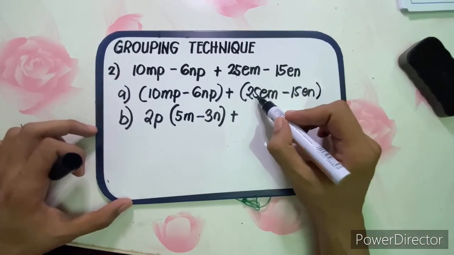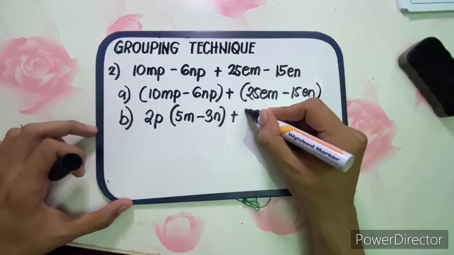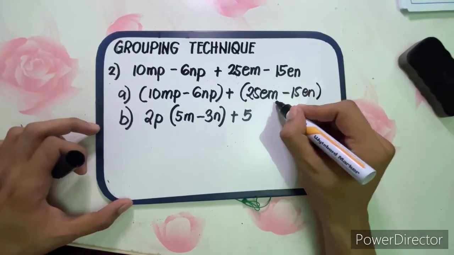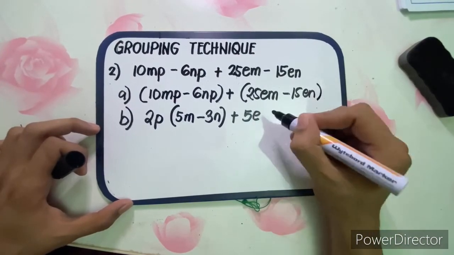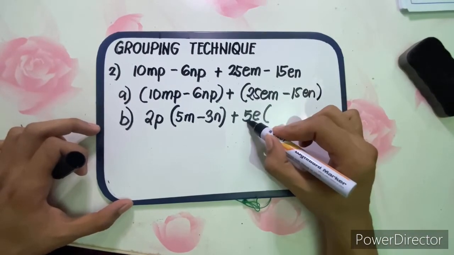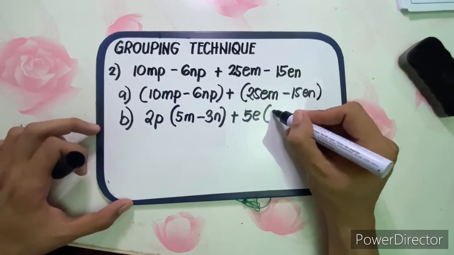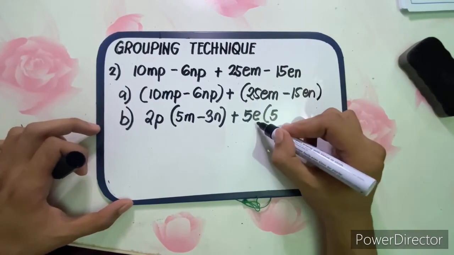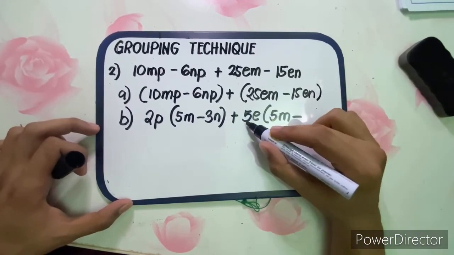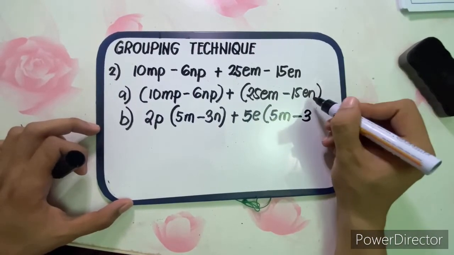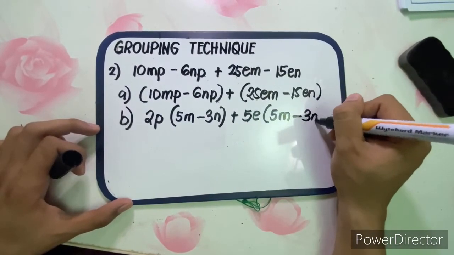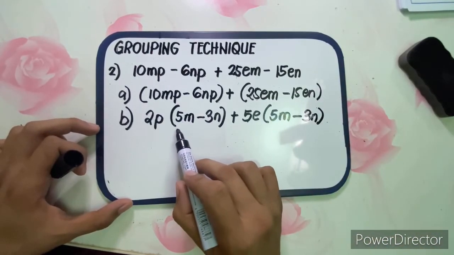Plus, we have 25 and 15. The greatest common factor is 5, right? And the common variable here is E. The remaining factor: 25 divided by 5 is 5. EM divided by E is M, minus 15 divided by 5 is 3. Then EN divided by E is N. So we have the common binomial 5M minus 3N.